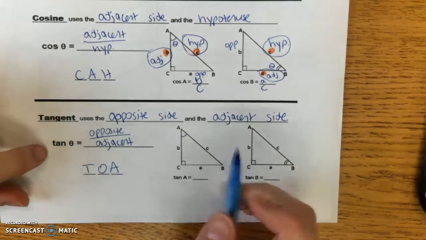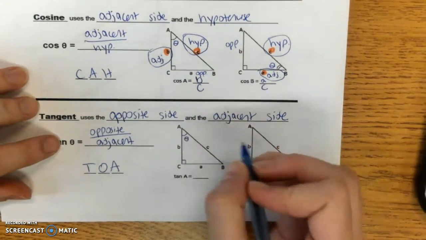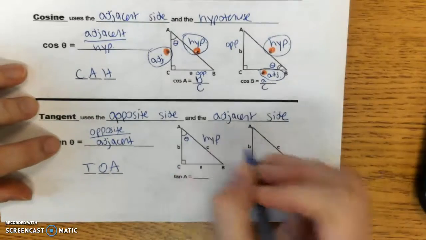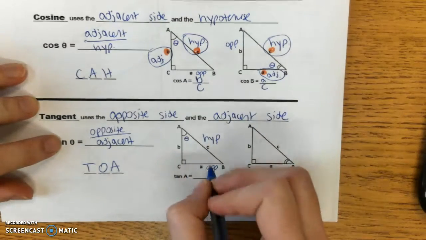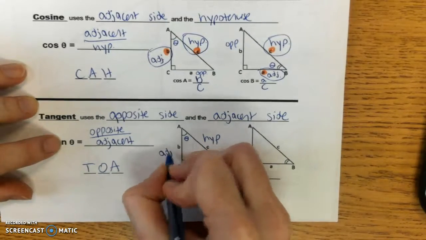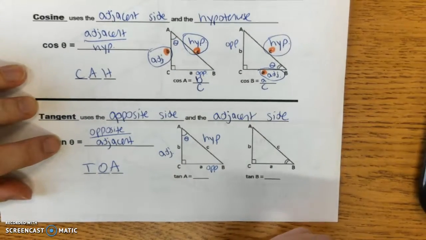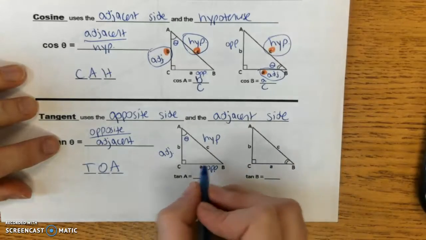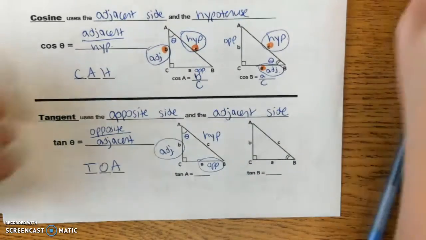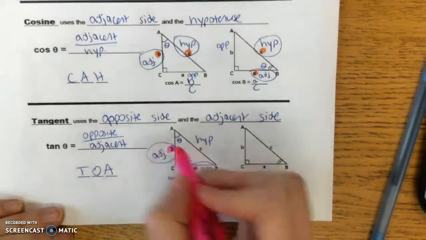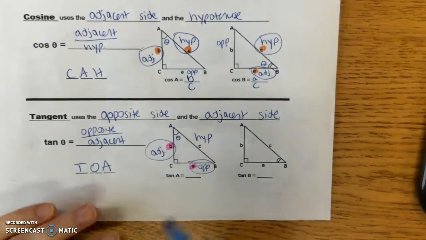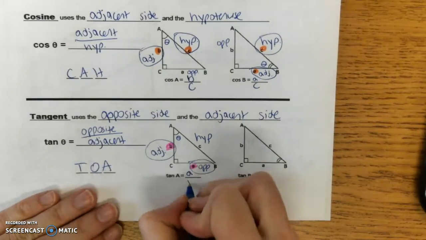All right, let's label our triangles again. Remember, if A is my theta, then my hypotenuse is here, my opposite is over here, and my adjacent is right here. All right, now we're using opposite and adjacent. So what two letters did I circle here? I circled A and B. So tangent of A is going to be A over B.